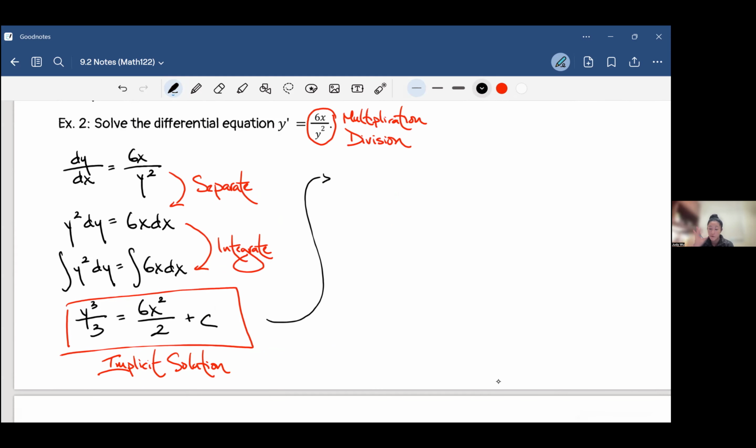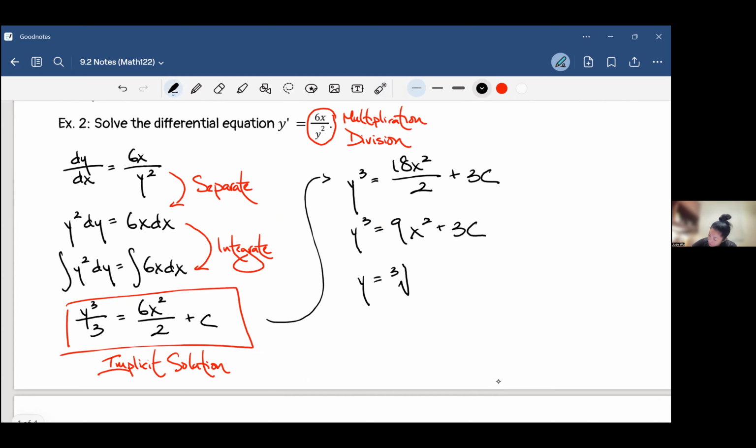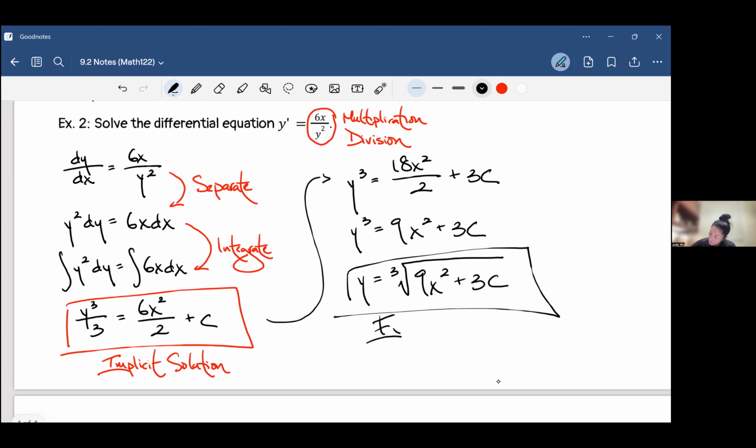Now let's practice finding our explicit solution. So we're going to go ahead and multiply both sides by 3. So y cubed equals 18x squared over 2 plus 3c. And I can write that as y cubed equals 9x squared plus 3c. And my last step, I just got to get rid of that cube. I'm going to go ahead and take the cube root of both sides. And this will be our explicit solution.